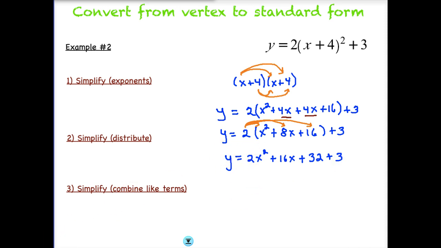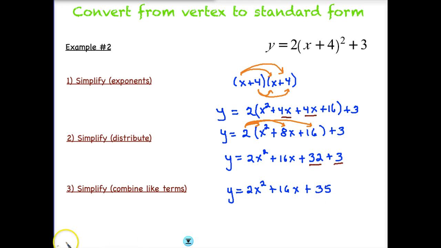All we need to do now is combine our like terms. So I have, on the end, I have a plus 32 and a plus 3. So that's basically 32 plus 3. That's all I have left to combine, since I combined my like terms in the parentheses up above. So my final answer is going to be y equals 2x squared plus 16x plus 35.